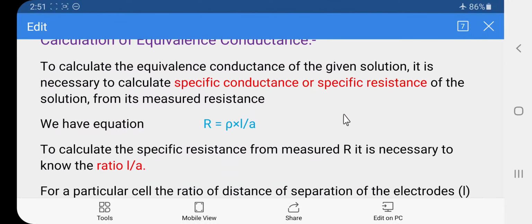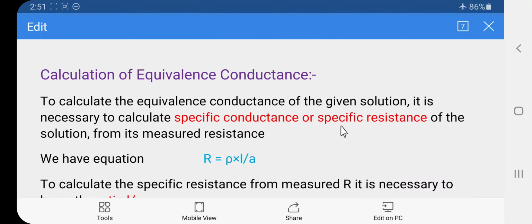So here to calculate the equivalence conductance of the given solution, it is necessary to calculate the specific conductance or the specific resistance of the solution from its measured resistance. So friends, if we have to determine the equivalence conductance of the solution, first of all we have to calculate the specific conductance or specific resistance of the solution from the measured resistance of that solution.